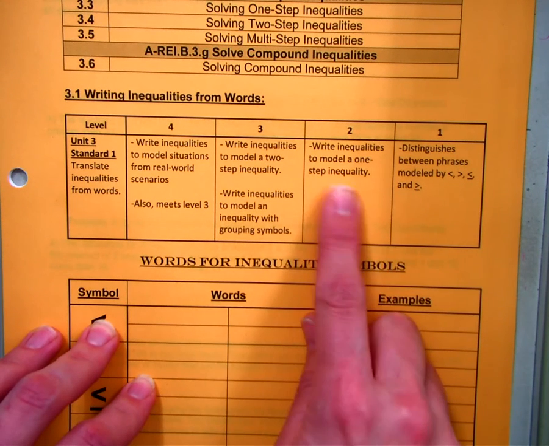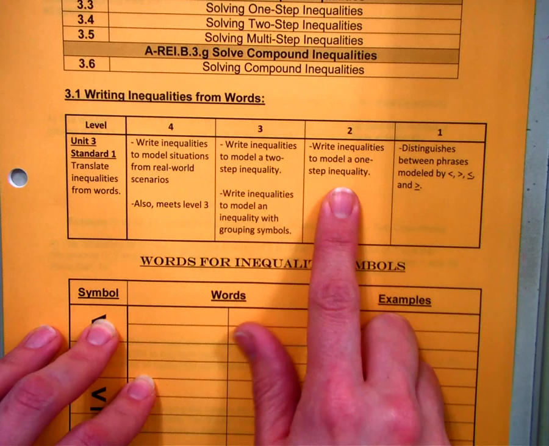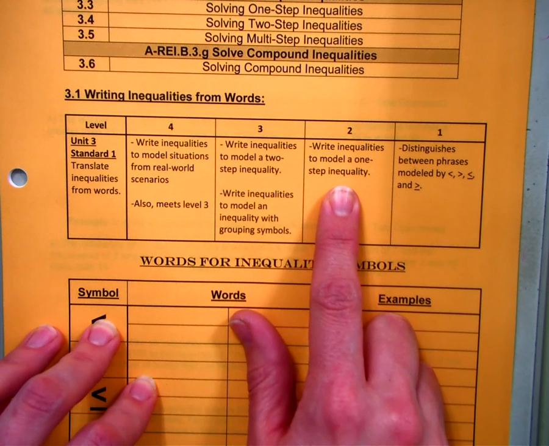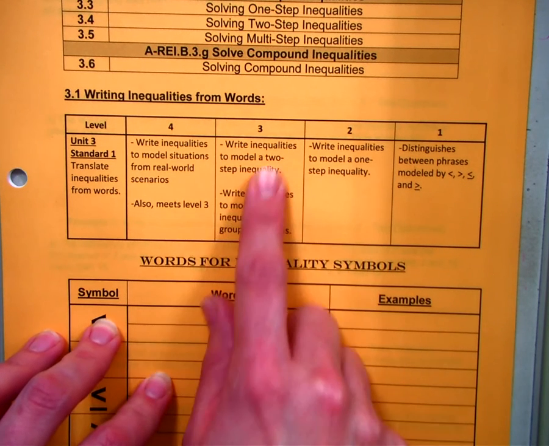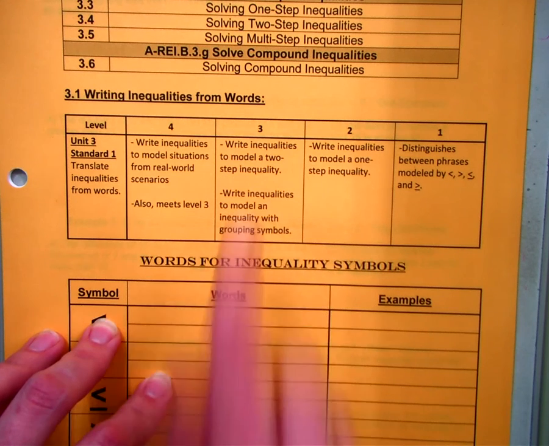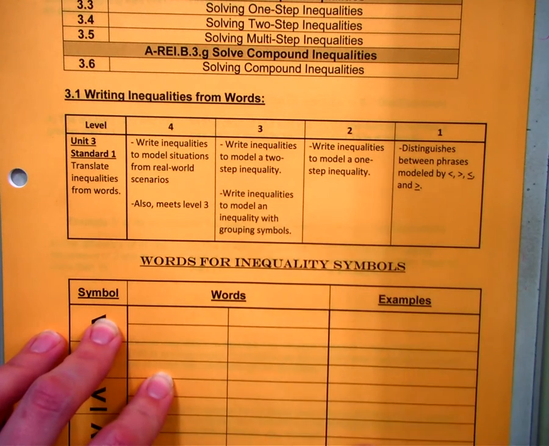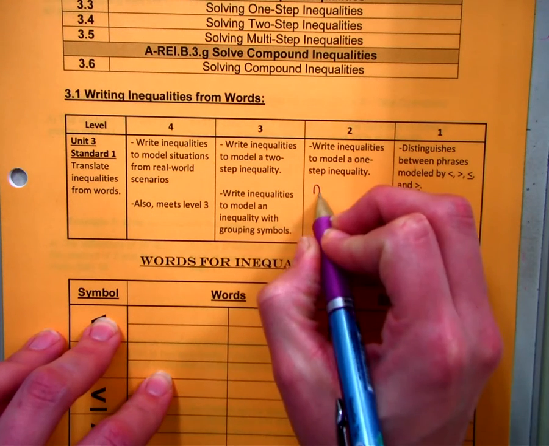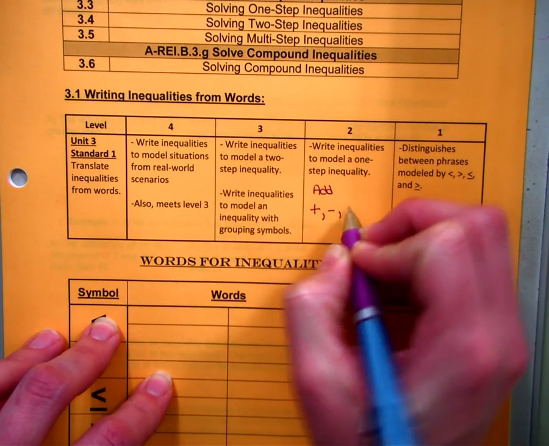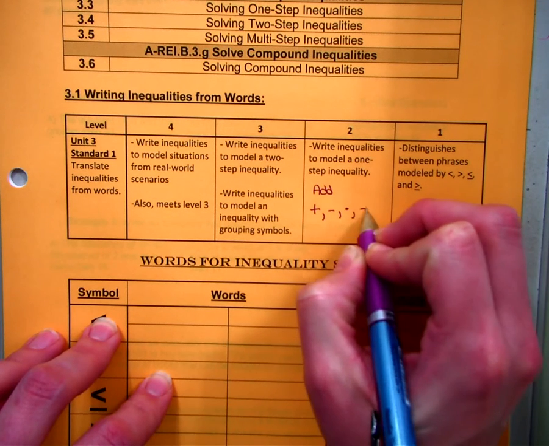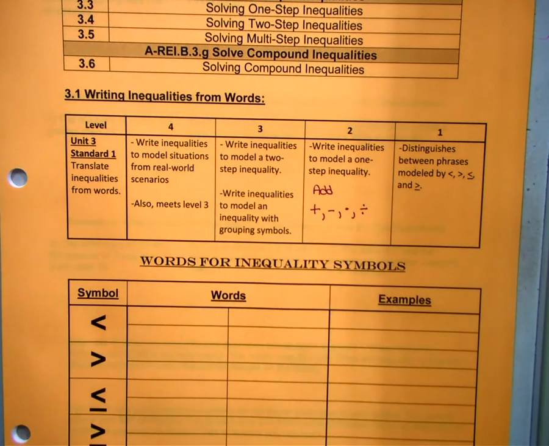We'll do one-step inequalities, so we'll put an operation into it, and add, subtract, multiply, or divide. And then into the level 3, we'll do some two-step inequalities as well. So within that one step, again, we are looking to add one of these symbols into it, and that'll bring it up to the level 2.